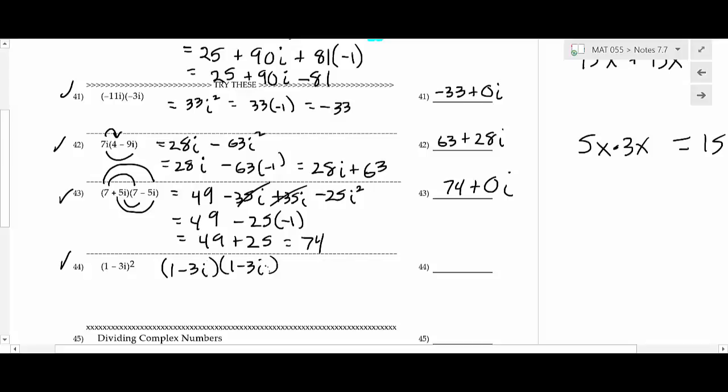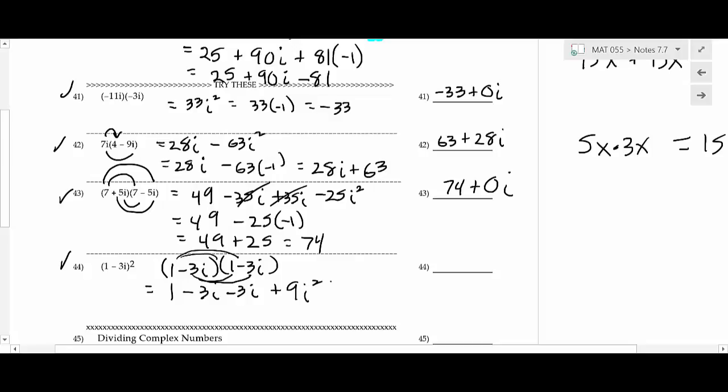Okay, like this. Well, then multiply it out by FOIL. Okay, you're not going to have anything canceling on this one. The first term, 1 times 1 is 1. The outside term, you have 1 times negative 3 is negative 3i. The inside term, you get the same thing. That should be negative 3i. Then the last term, you have a negative times a negative is a positive 9i squared.